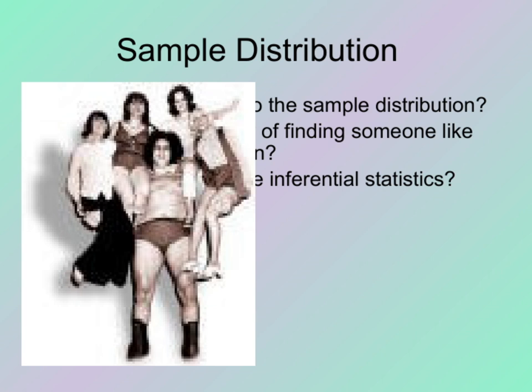Now, thinking about the probability of finding someone like Andre in the population, this is where inferential statistics come into play. We want to understand how likely it is that a person with Andre's characteristics would appear in the general population, based on our sample data.